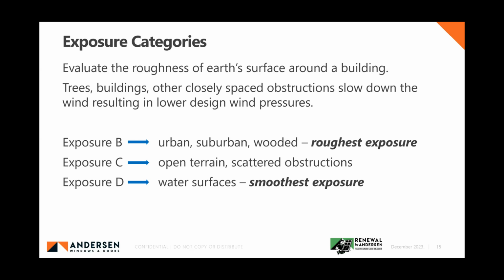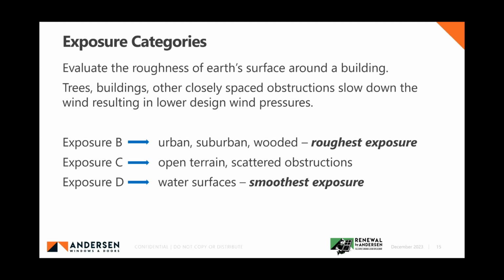Exposure B, that's our roughest exposure, and the most common exposure throughout the U.S., but this is urban, suburban, wooded areas. Our exposure C category, which is our default exposure category, as we'll talk about in a few minutes, is more open terrain with scattered obstructions, soccer fields, big parking lots, something of that nature, right? Exposure D, these are basically water surfaces. Down here in Florida, we don't have any frozen ice, but it's water surfaces, and that's our smoothest exposure.